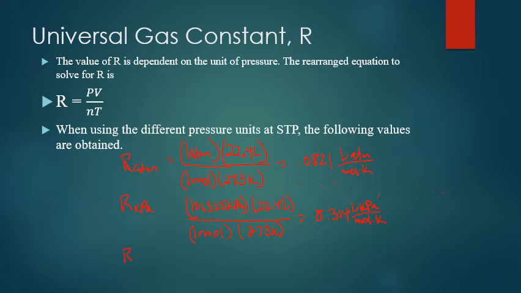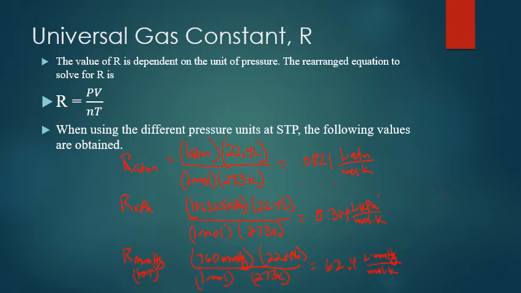And finally, if we have either millimeters of mercury or torr as our value, we know that we have 760 millimeters of mercury or torr, still using the 22.4 liters, 1 mole, and 273 Kelvin. And if we do that, it's 62.36, but we're going to round it to 62.4, and that would be liters times millimeters of mercury per mole Kelvin.